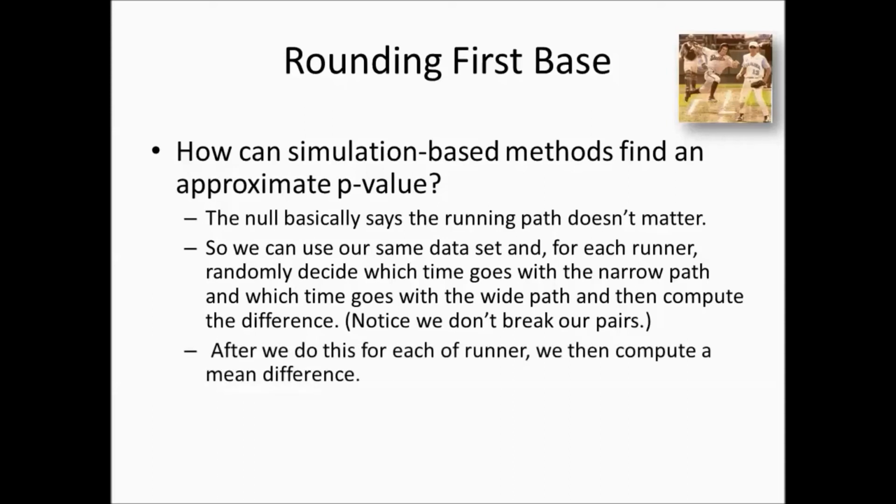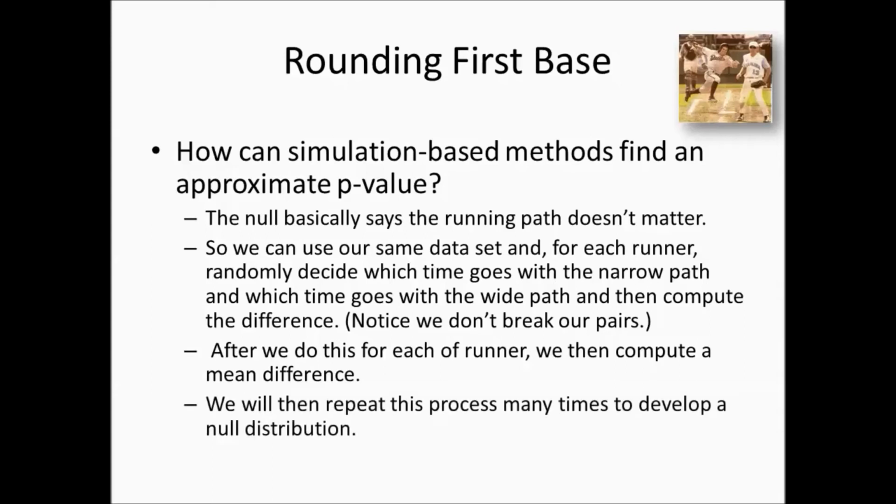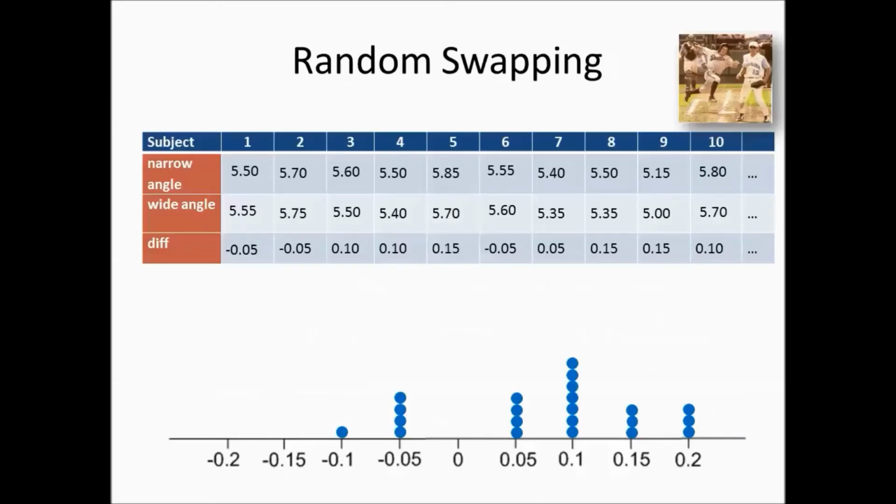After we do this for each runner, then we'll compute the mean difference. We'll then repeat this process many times to develop a null distribution. To decide which times will be swapped, we're going to use a coin flip. Here we do this for the first 10 runners. If it's heads, we'll swap the times. And if it's tails, we won't.